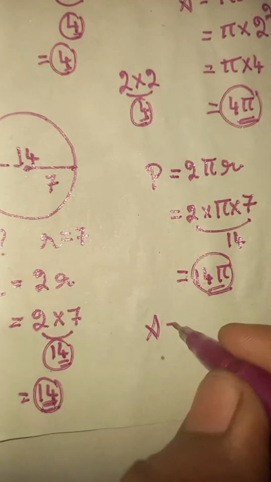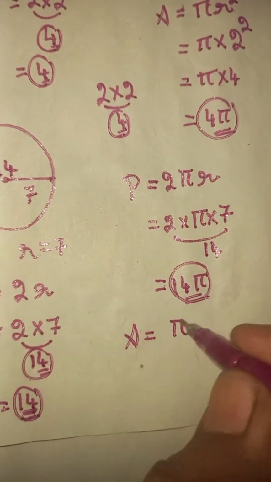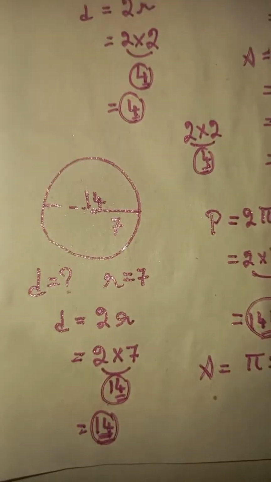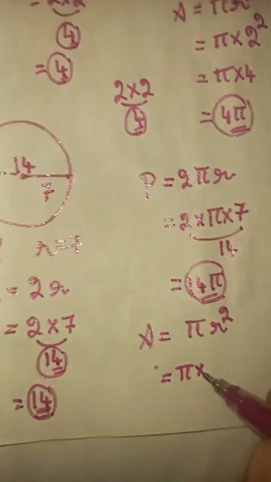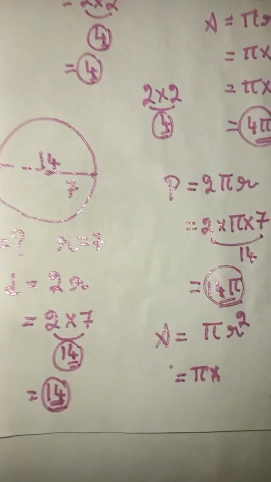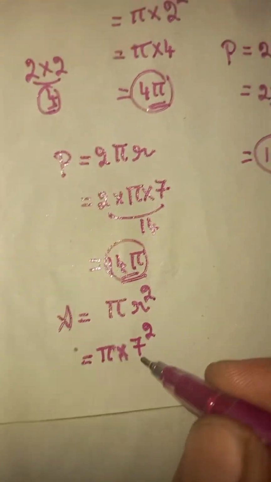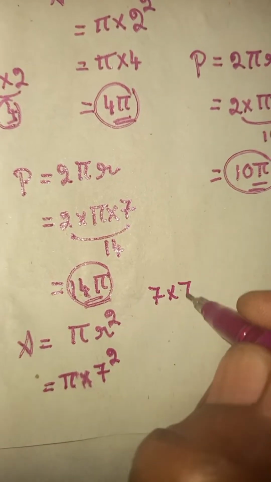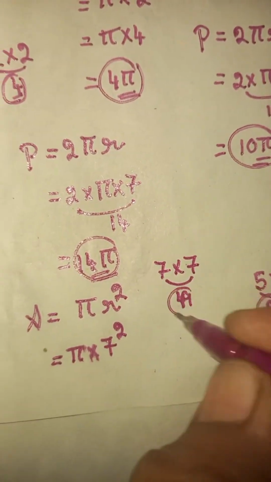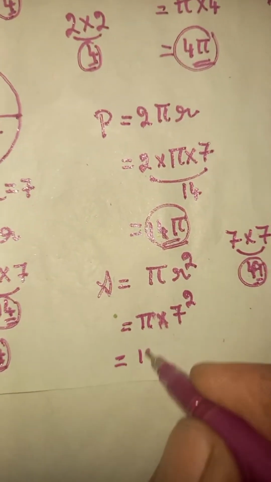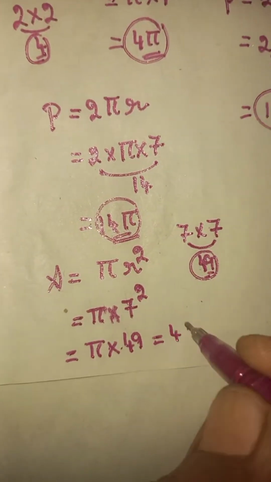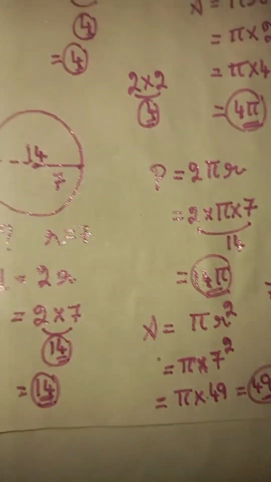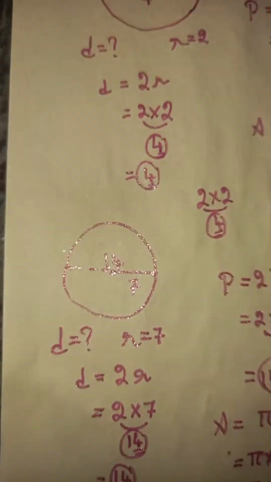Now let's find out what's the area of the circle. You can write it as pi r square. Here you're going to get pi times the radius which is 7 units, pi times 7 square. 7 square means 7 times 7, which is 49. So this is going to become pi times 49. So this is 49 pi square units. That is the area of this complete circle.